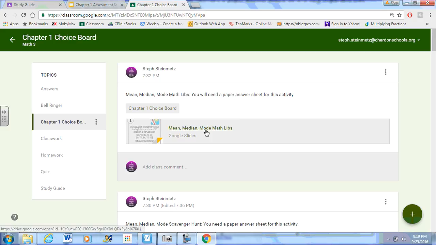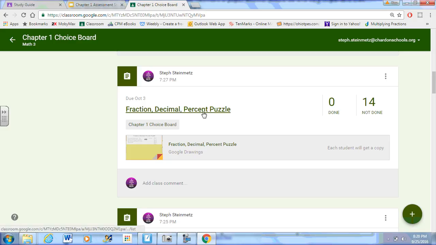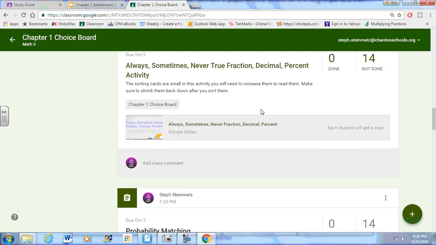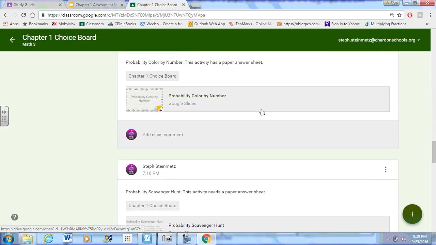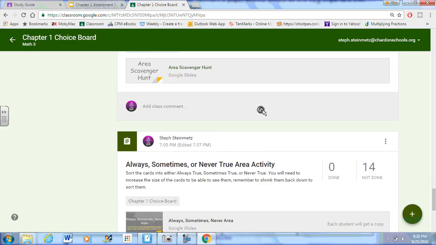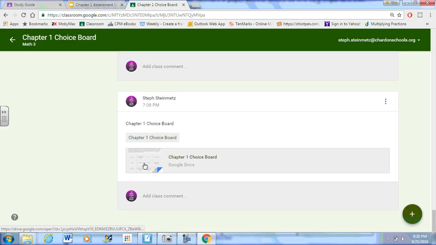For example, here's the math libs for mean, median, mode. This is one you would do on paper, so you can just see the activity and then you have a paper answer sheet. And if we scroll down, the fraction, decimal, percent puzzle is a digital activity, so you would actually turn it in when you're done with it. Okay, so they're all right here for you. They're all in different slides, so there's 12 of them, 4 topics, 3 different activities for each one. You can go in and look at them before you decide which ones you're going to do, and then here's another copy of your choice board.